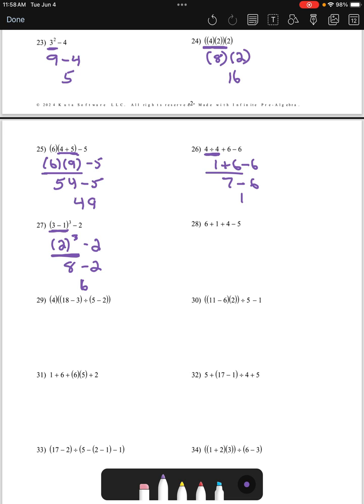And number 28, we have all addition and subtraction, so we can just work this guy from left to right. 6 plus 1 is 7. 7 plus 4 is 11. 11 minus 5 is 6.